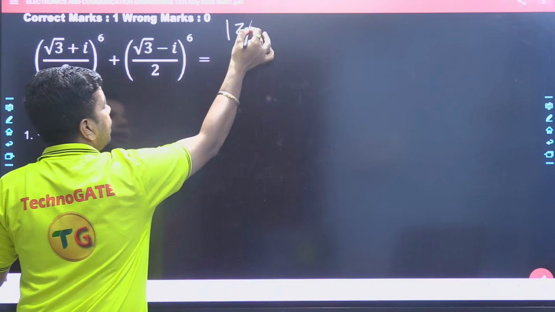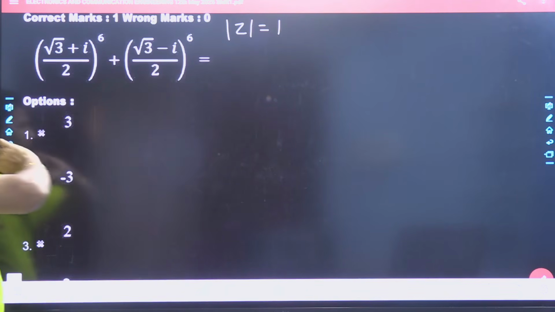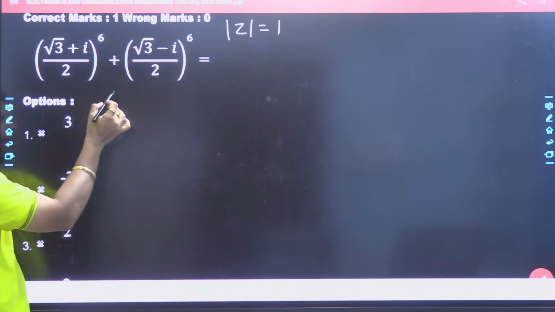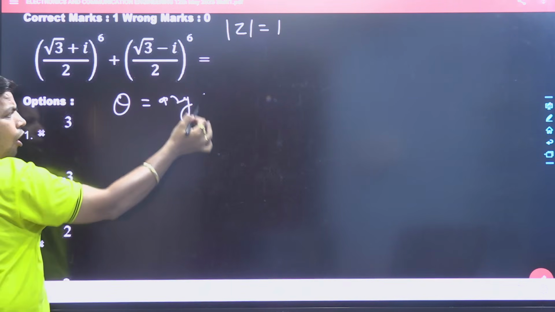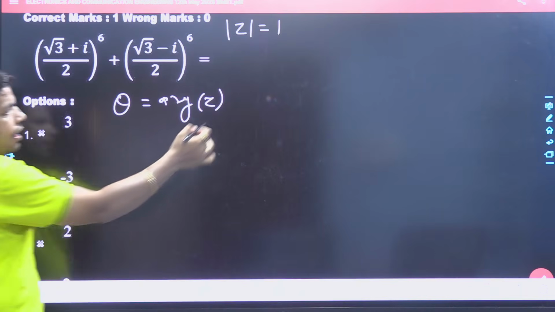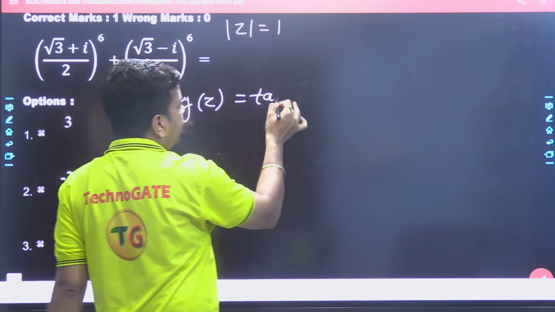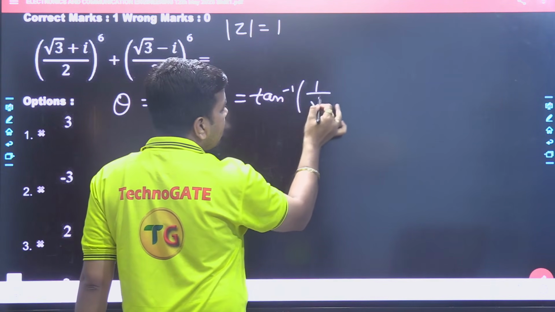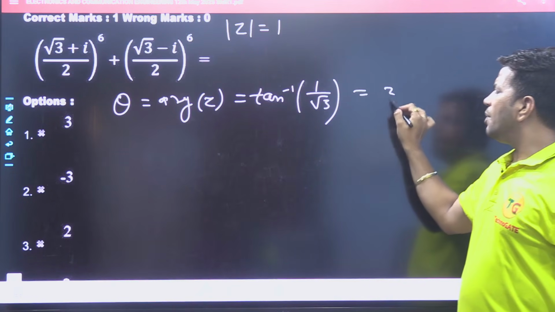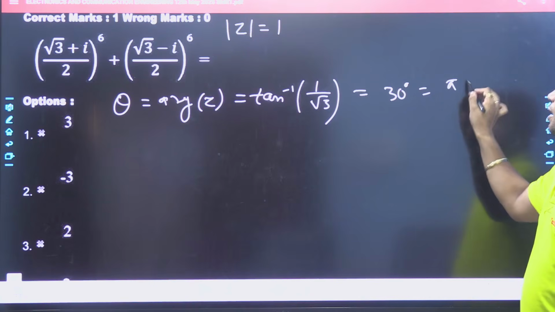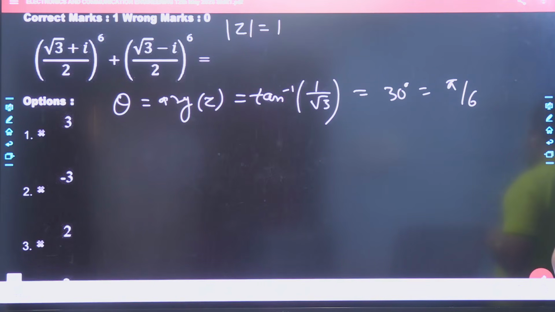Modulus of z is equal to what? 1. Let's see. Now if we are finding the argument theta, it is equal to what? Argument of z is equal to tan inverse 1 by square root 3. So how much is it? It becomes 30 degrees, or simply pi by 6.